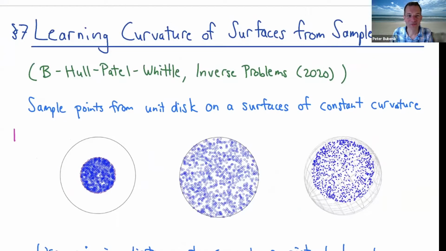Greg, can you? You said the question came from the chat? Yeah, it says it was persistent homology detects curvature.